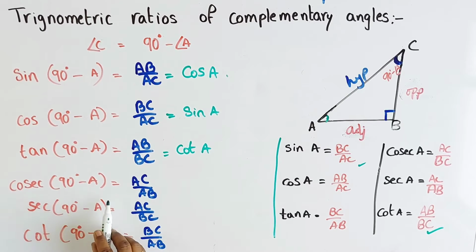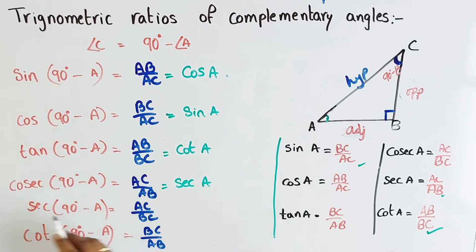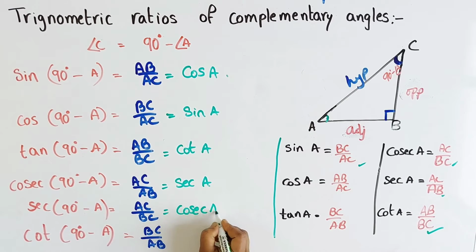Next, cosecant 90 minus A equal to AC by AB. AC by AB is this one. That equal to secant A. Cosecant 90 minus A equal to secant A. Secant 90 minus A equal to AC by BC. Where is AC by BC? Cosecant A. Secant 90 minus A equal to cosecant A. Now cot 90 minus A equal to BC by AB. BC by AB, that is tan A. Cot 90 minus A equal to tan A.